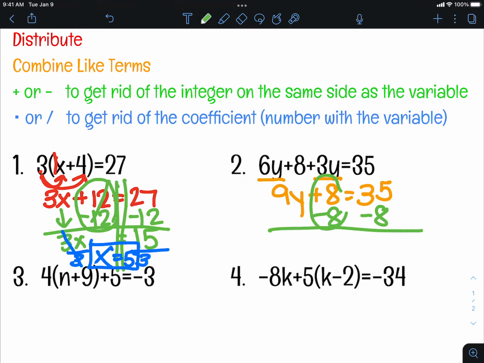All right, so when we subtract 8 here, that's 0. 0 is the same as nothing, so we don't need those 8s anymore. But we're still going to keep the 9y. It's a little sloppy. Let me try again. All right, and then on the right-hand side, 35 minus 8, I'm going to count backwards, 27. So 9 times y equals 27.